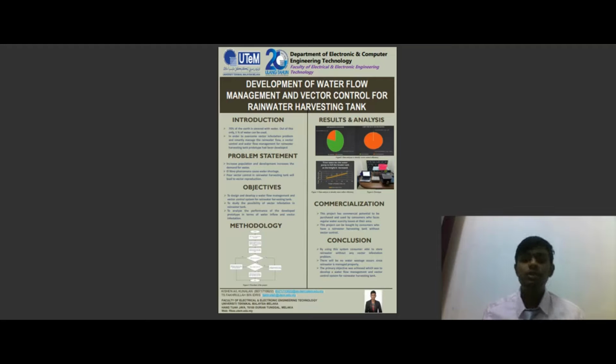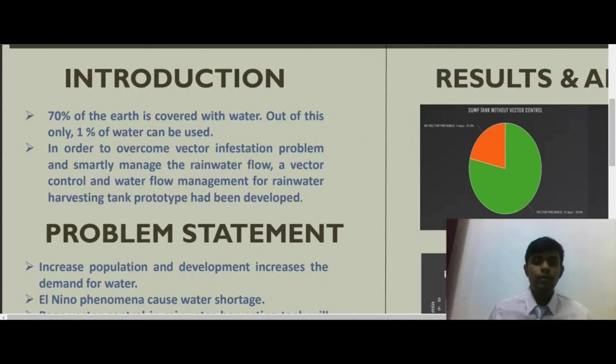Today I will be presenting on my project titled Development of Water Flow Management and Vector Control for Rainwater Harvesting Tank. Let me start my poster presentation with the introduction part at first.